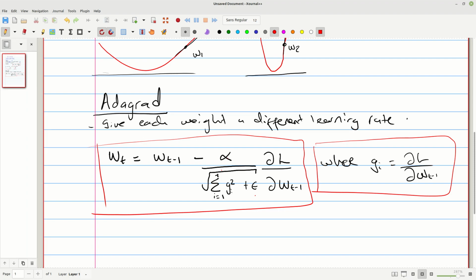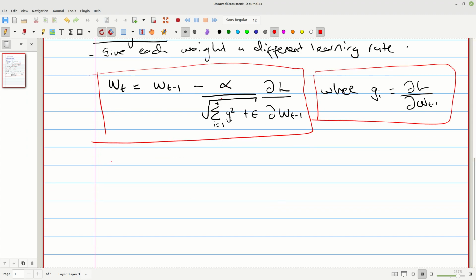Let me explain this better. Let's say one dimension, we have a problem like this, and then we make an update like this. So one dimension has a very large gradient update. Let's call these G1, G2, G3, the gradients at iteration 1, iteration 2, iteration 3. We modify our learning rate alpha to be alpha over the square root of, say, g1 squared plus g2 squared plus g3 squared, and so on.